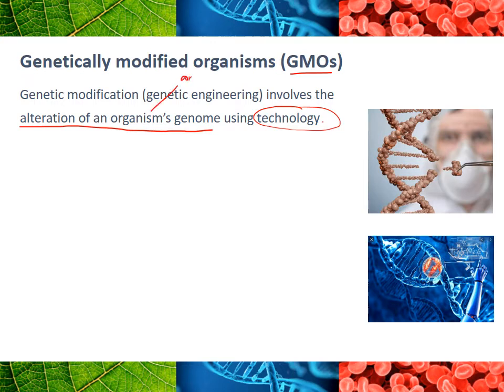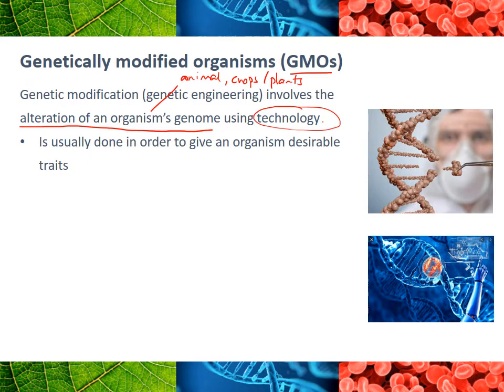This could be an animal. More commonly, we see it in crops and plants, and that's really because of ethical reasons. But it can be done in animals. It could be done in humans. It's not currently being done too much because there's a lot of regulations. In general, this is done to give an organism desirable traits, and we'll look at some examples of that in a minute. It can involve inserting genes into the genome of an organism.